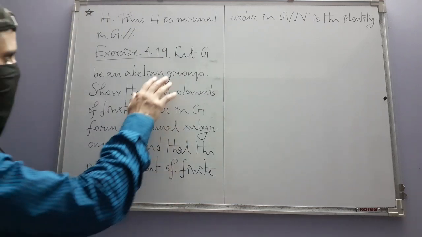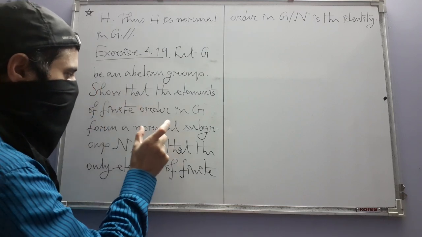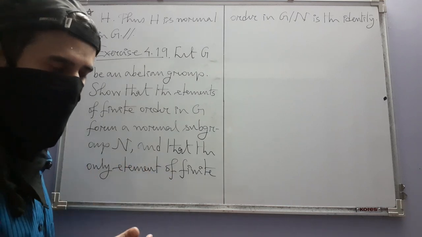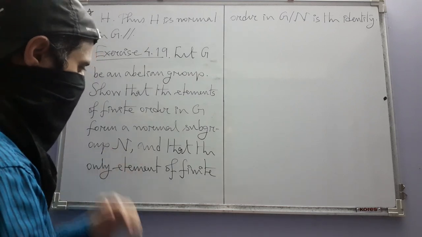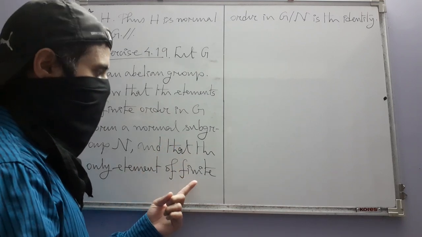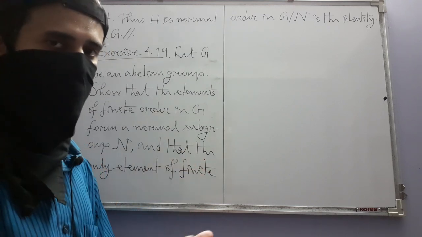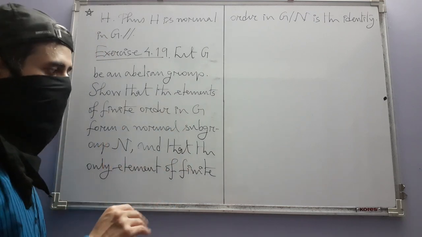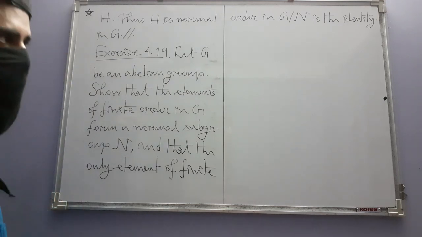Okay, so now we have an abelian group G. We have to show that the elements that are of finite order in G, they are of course going to form a subset of G that is actually a normal subgroup of G, which we are calling N. And we also have to prove that the elements of finite order in that factor group, which comes by considering G and N, is the identity. Besides the identity, there is no other element of finite order in the factor group. So let us now see this.